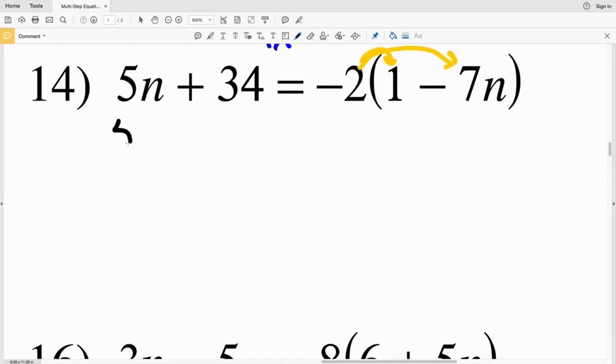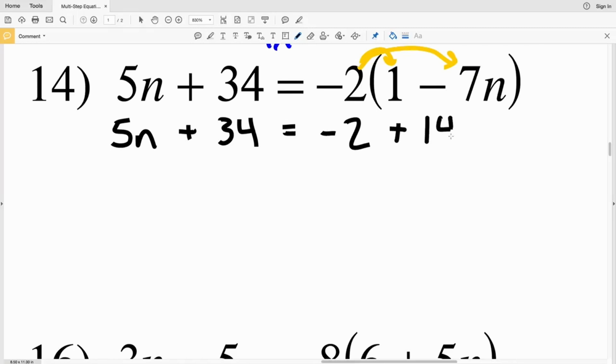So we'll have 5n plus 34 equals negative 2 times 1 is negative 2. Negative 2 times 7n is going to be a negative 14n, and since this is subtracted, it's going to be adding a positive 14n. Now I'm going to subtract 5n from both sides.